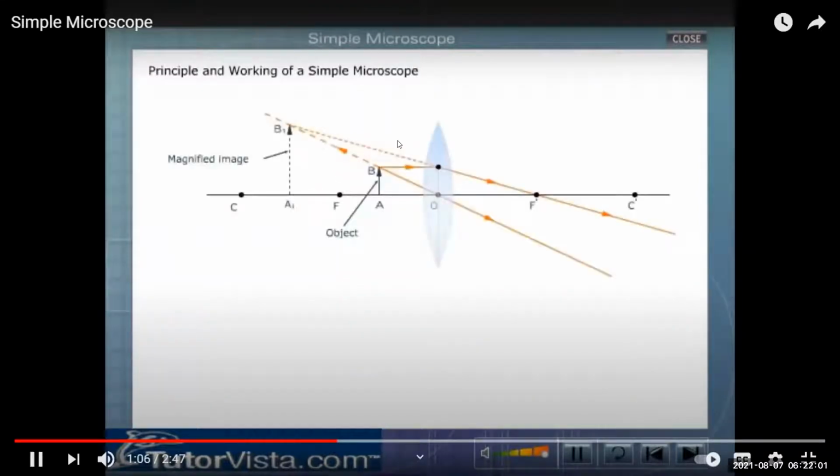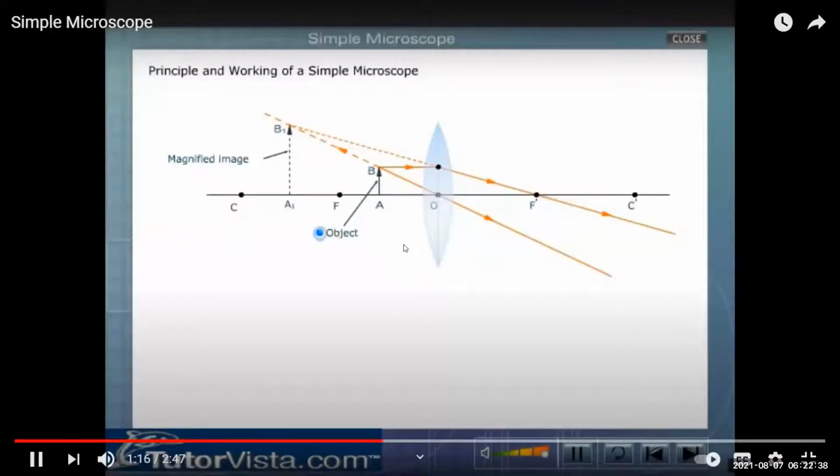The ray diagram given here explains how an object looks enlarged when viewed through a biconvex lens. Now here, suppose you see this BA, the object, is kept in front of this convex lens. When we look with the help of this simple microscope, this image will be formed here. You can see we are getting the magnified image than the original, which means a larger size than the original.